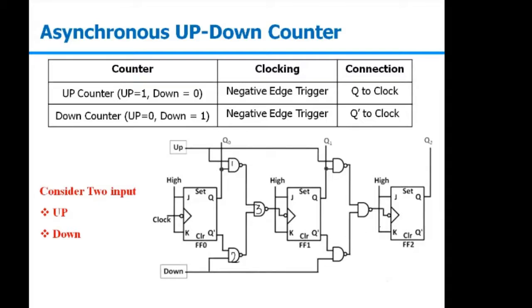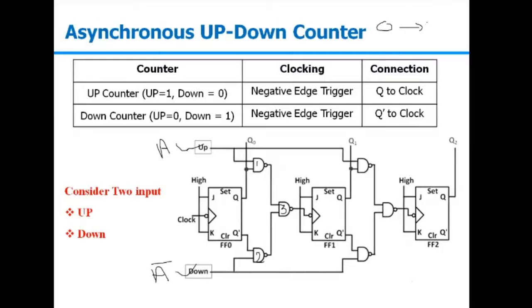The rest is the same. So we have the negative edge trigger, and we are designing an up-down counter. So here I have 2 inputs, up and down. You can even have a single input A and A bar. It's totally up to you. If you want to design an up-down counter for 4 bits, this will be repeated after this, and we will have one more stage, right? Because the circuit is the same.